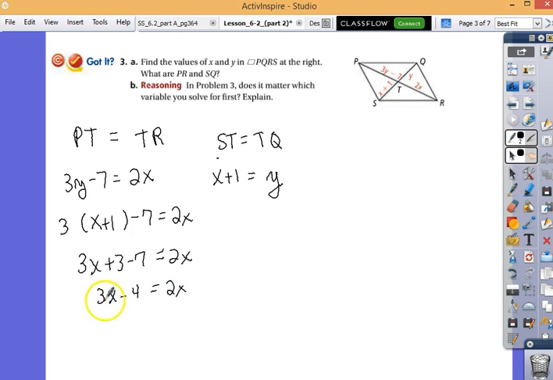Just because this is how I want to do it, I think I'll subtract 3x from both sides. And then multiply both sides by negative 1. 4 is equal to x when I isolate x. And then I'm going to go back and I'm going to put in 4 for x. And now I can find the value of y.